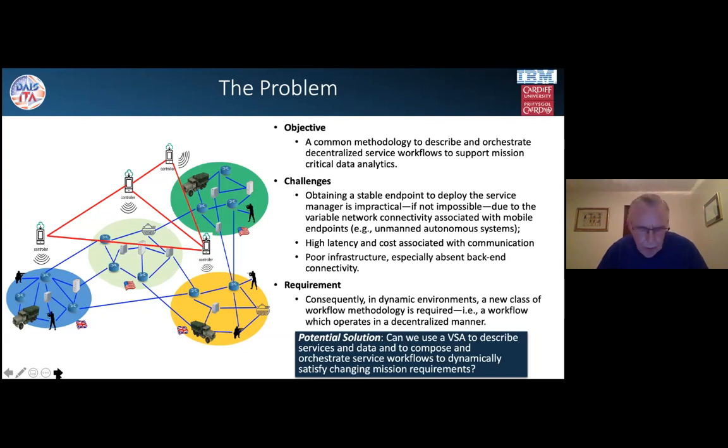Now, normally workflow orchestration requires a stable endpoint from which to discover and then connect together the required services. However, in the highly dynamic edge of network scenario that we're dealing with, this is impractical, if not impossible. And consequently, we need a new class of workflow methodology which can operate in a decentralized manner and also in a sort of peer-to-peer manner. And so the question that we asked ourselves was, could we use a vector symbolic architecture to describe services and data, and to compose and orchestrate service workflows to dynamically satisfy changing mission requirements.